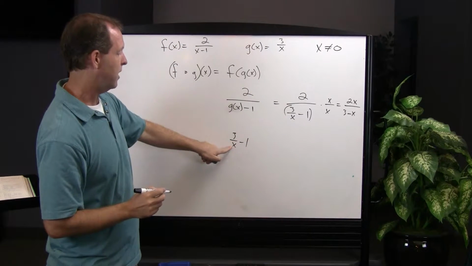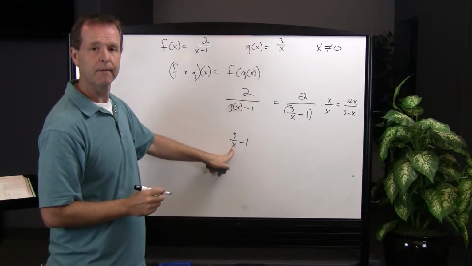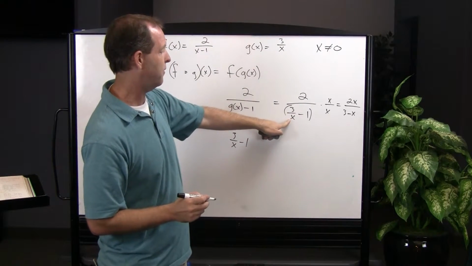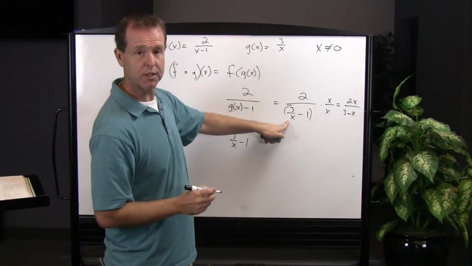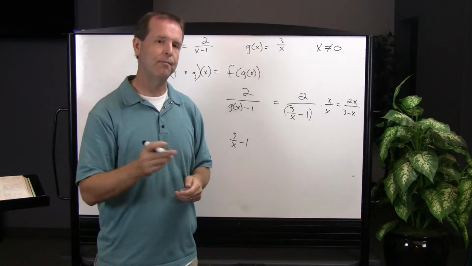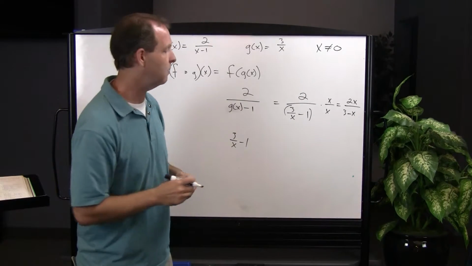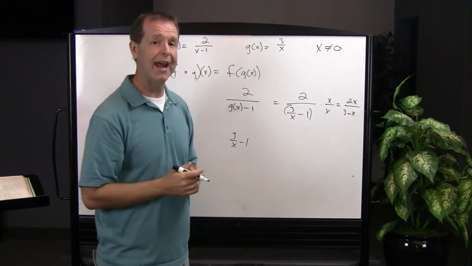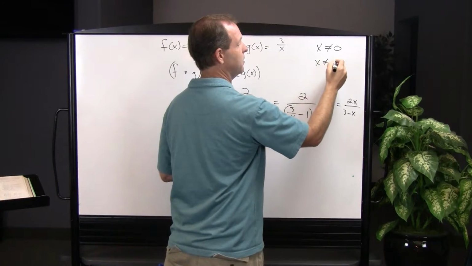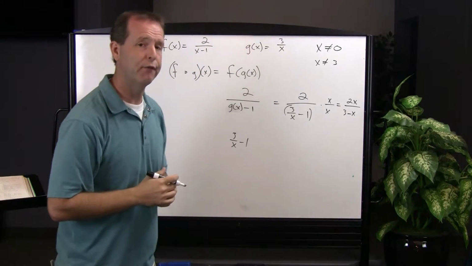How do I make this a 1? Well, if x were a 3, I can see it right here. If x were a 3, then I have 3 divided by 3, which is a 1, and then 1 minus 1 is a 0. There's my problem. So how do I make sure it's not a 0? Make sure I don't include an x that equals 3. Therefore, I also have to exclude the value of 3.